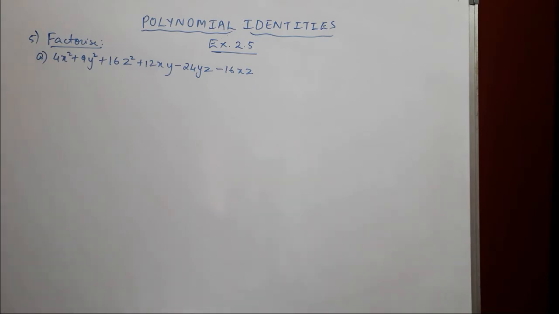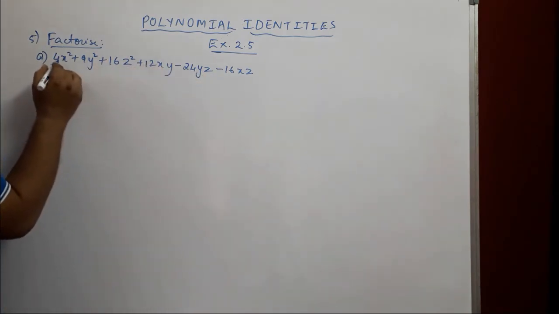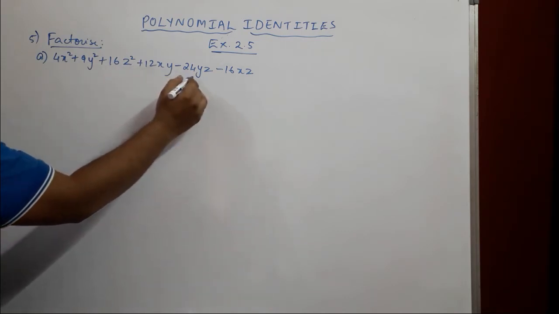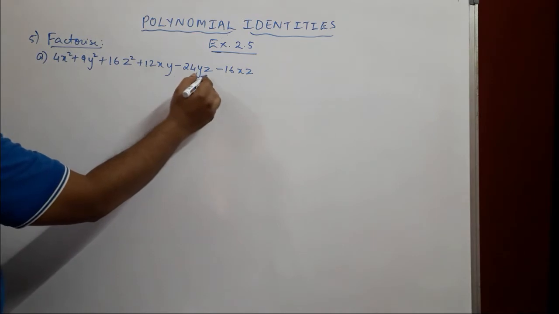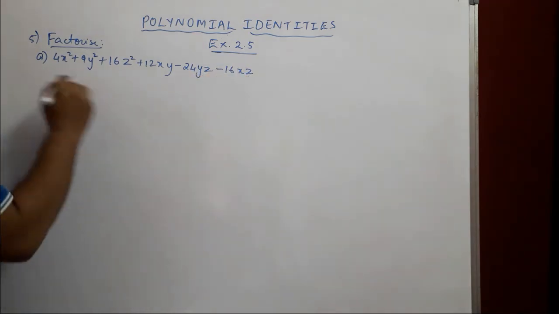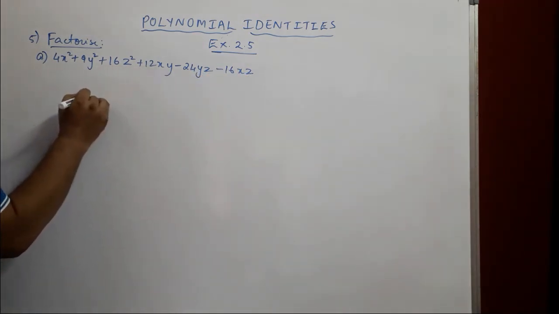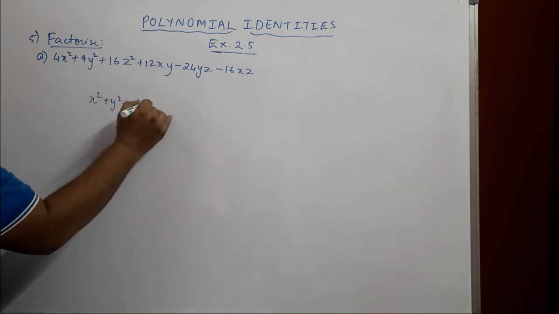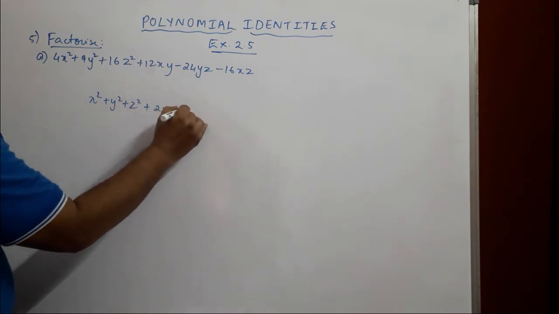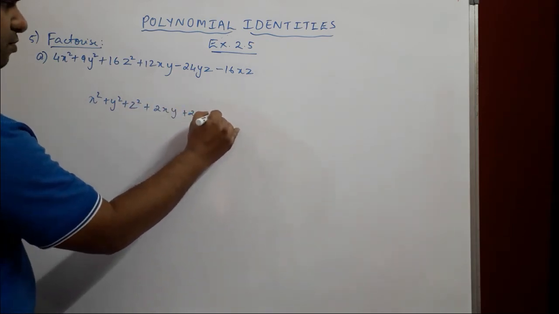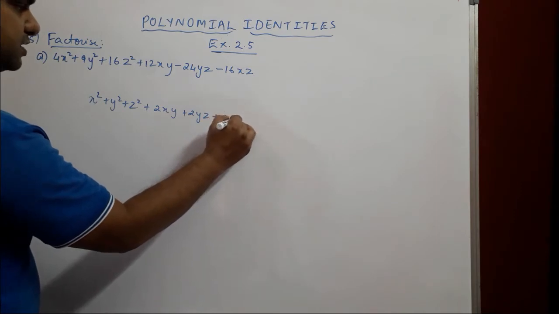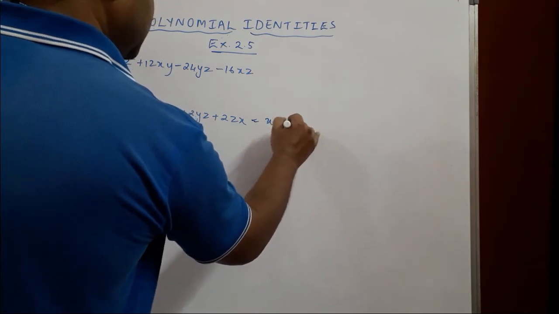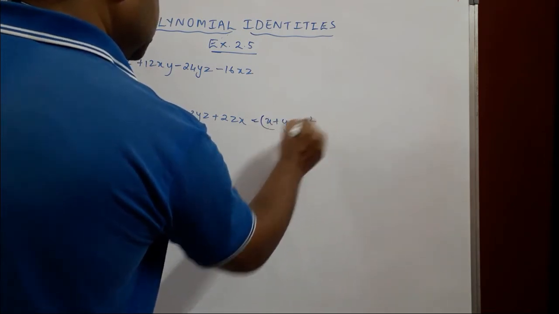Okay, and the first problem under that is 4x square plus 9y square plus 16z square plus 12xy minus 24yz minus 16xz. So this is in this identity form, that is x square plus y square plus z square plus 2xy plus 2yz plus 2zx. This is equal to x plus y plus z the whole square.